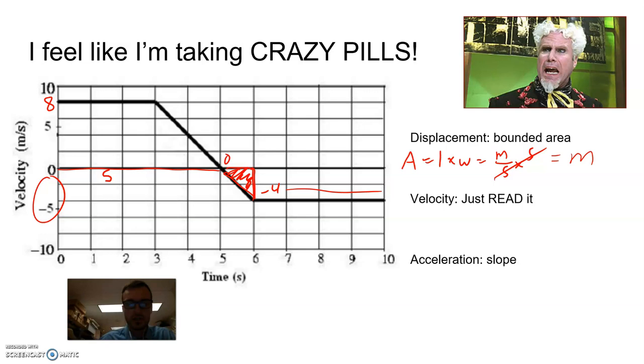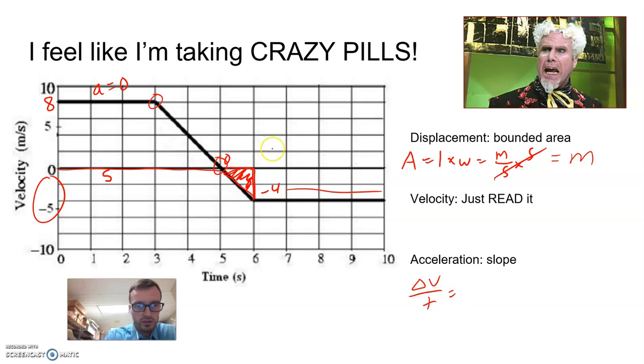So velocity, just read the graph, literally. Acceleration is slope, like we mentioned earlier. So the slope is the rise over run. So here we have a negative acceleration, right? And then, of course, the acceleration here would be 0. Why? Because the slope's 0. So if you wanted to calculate the acceleration of something from its velocity time graph, you would just do the change in velocity over time.